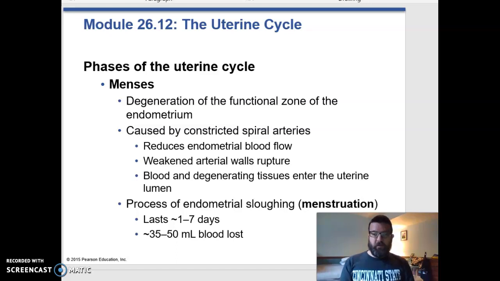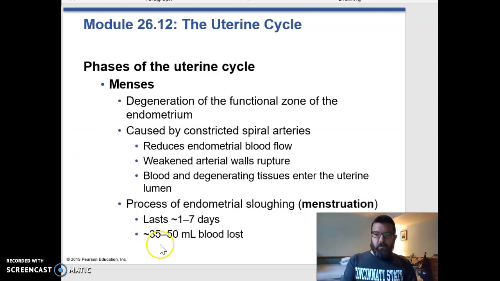So there are three main phases of the uterine cycle. And the first is menses. Menses is menstruation. It is the degeneration of the functional zone of the endometrium. When those spiral arteries that we talked about in the last video begin to spasm and constrict, they reduce flow of blood to the endometrium. That tissue begins to degrade and die, and then it sloughs off.